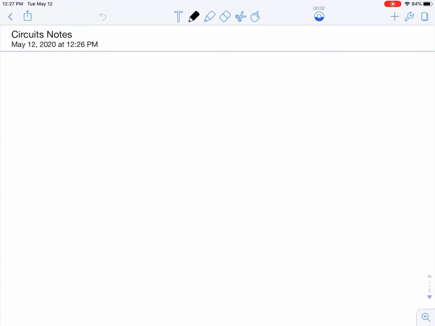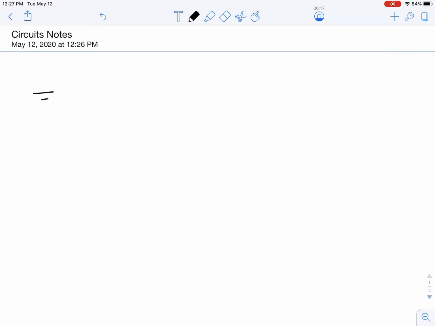All right, so today we're going to talk a little bit about circuits. To get us started, let's just do a quick little review. Your circuit must consist of some sort of voltage source. So this little two-line symbol right here represents my battery.